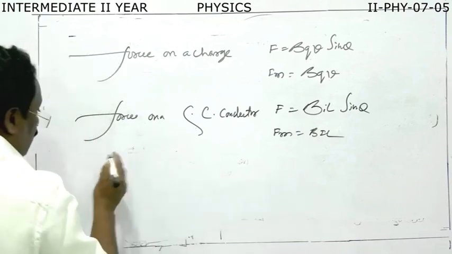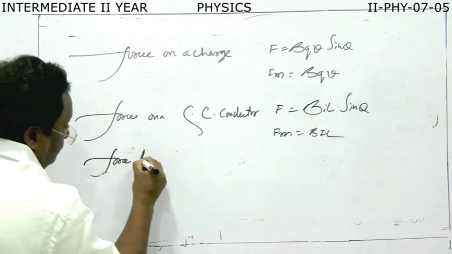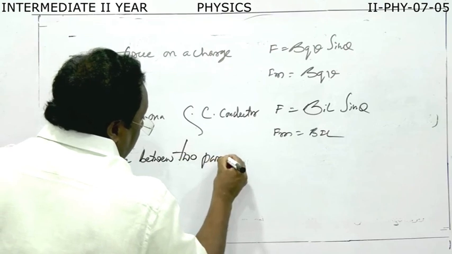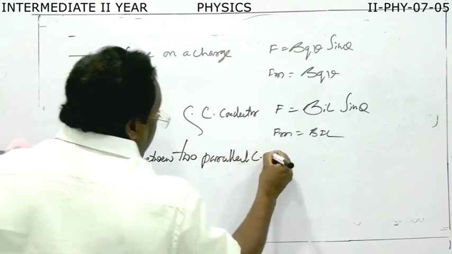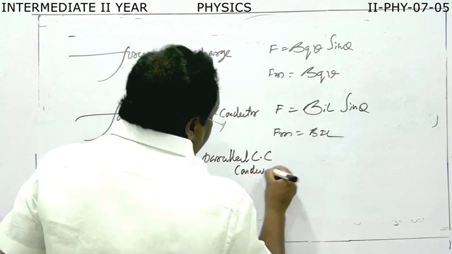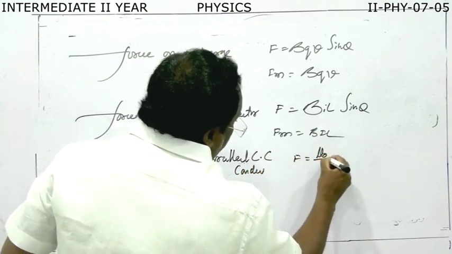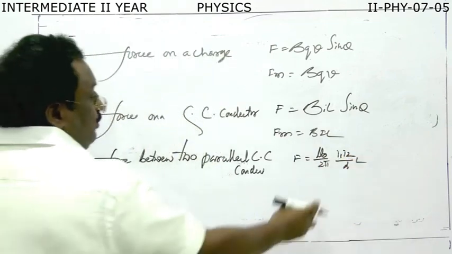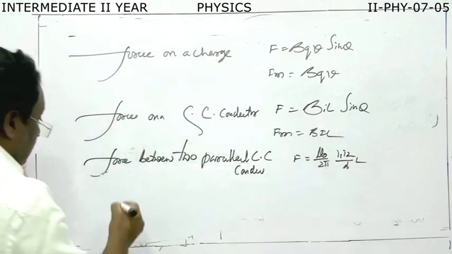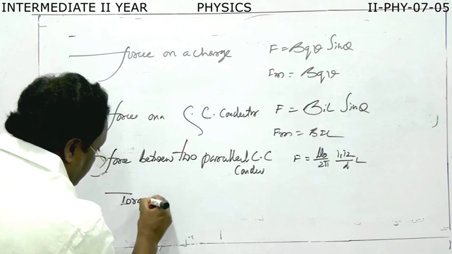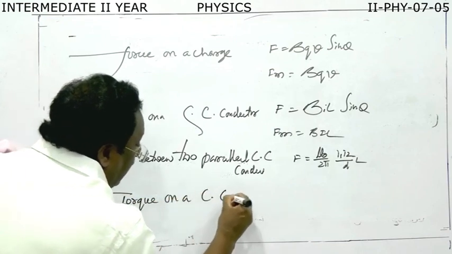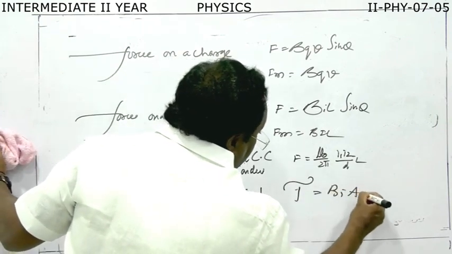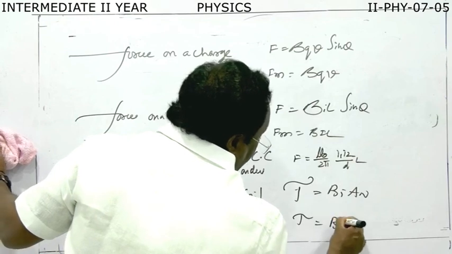Now, force between two parallel current carrying conductors: F is equal to mu naught by 2 pi, I1 I2 by d. If you want force per unit length, divide by length. Now, torque on a current carrying coil: the maximum torque is BIAN, or torque is equal to BIAN sin theta.